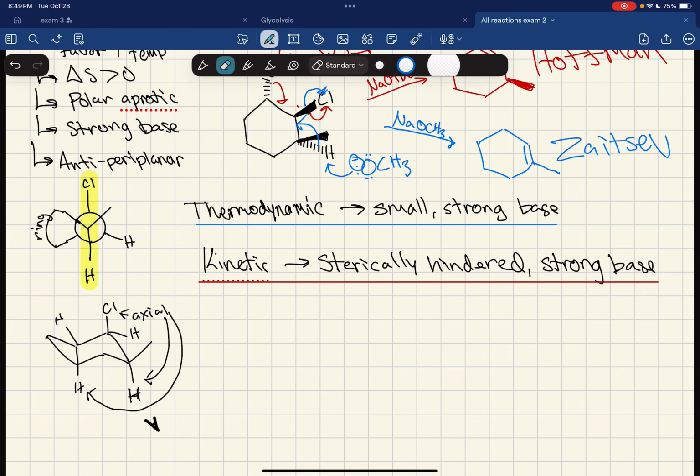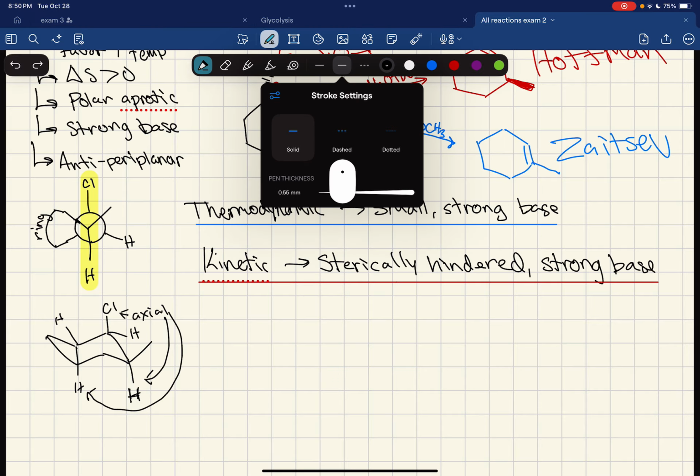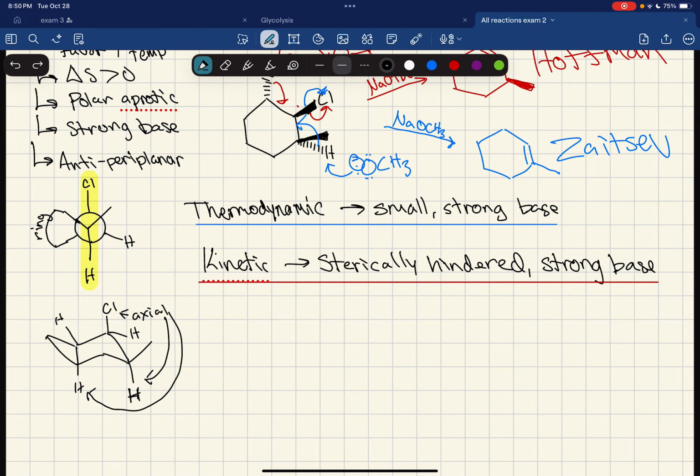Why is my pen so fat? No, it's too skinny. All right. I'm going to do a different color. My bad, that's just not going to be very clear. Purple.